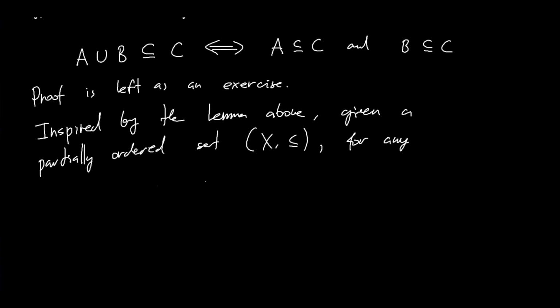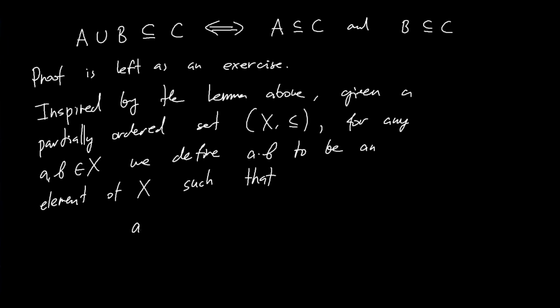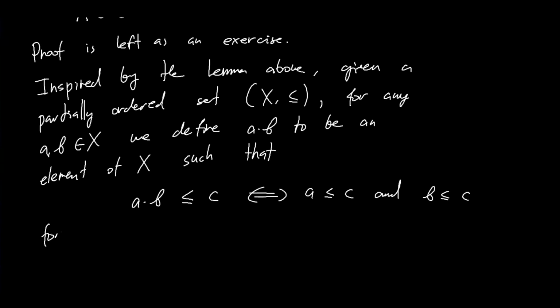Then for any two elements A and B of X, we define A times B to be an element of X such that A times B will be less or equal to C if and only if A is less or equal to C and B is less or equal to C. And that should be true for every C.